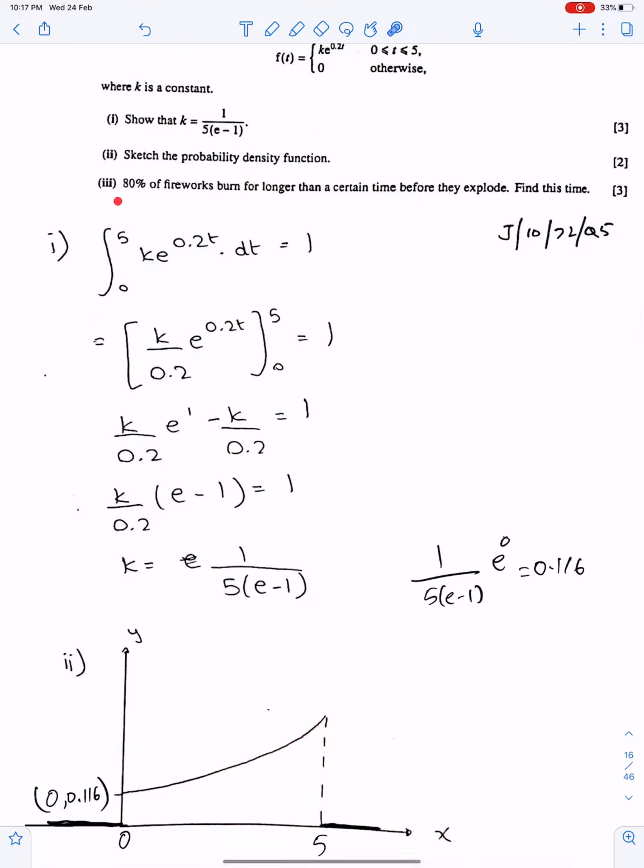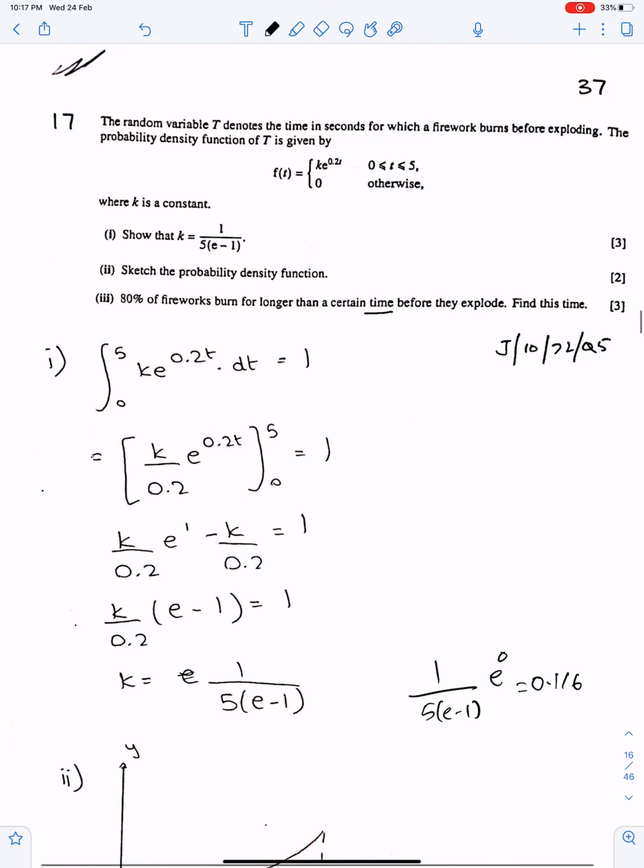Now the next part, 80% of fireworks burn for longer than a certain time. Let's suppose that time is small t or capital T. This student took this as capital T, so I'm writing capital T here. According to this information, your inequality would become like this: probability of greater than T is 80%. This is the inequality you need to solve for T.